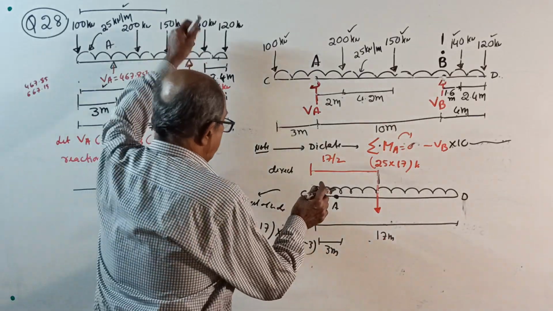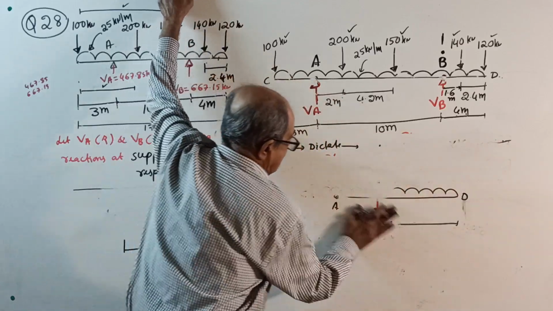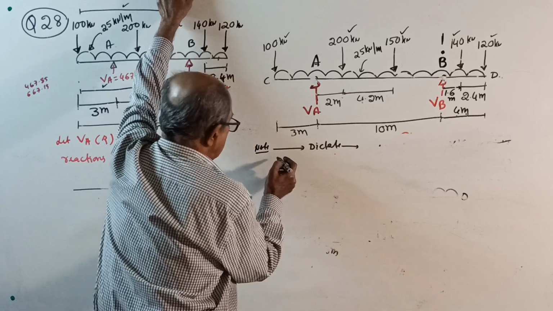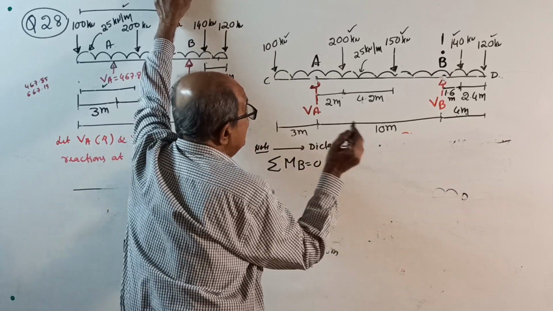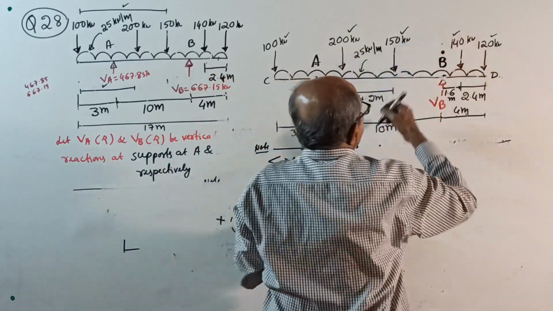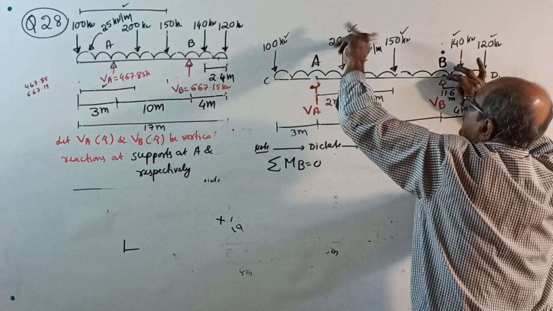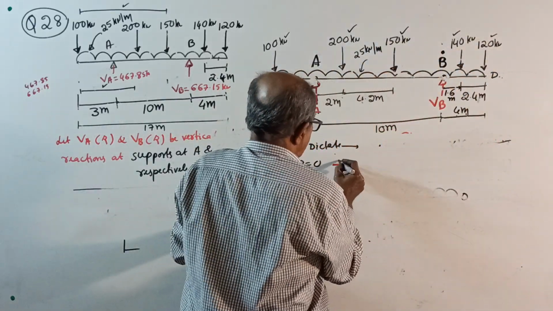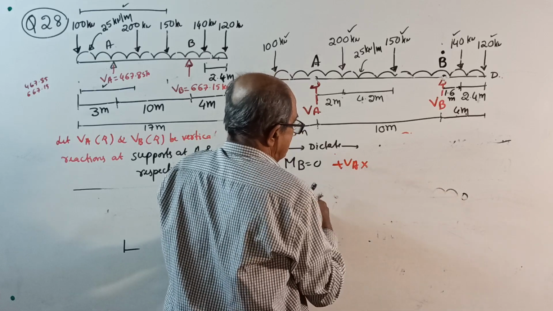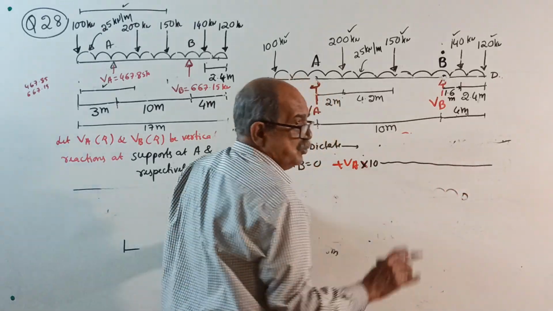Or, make a note here. Or suppose you go for sigma M about B equals 0. Then, see here, B0 plus VA into 10, all point loads, this one, already explained. So it is plus VA into 10, point loads all you write.